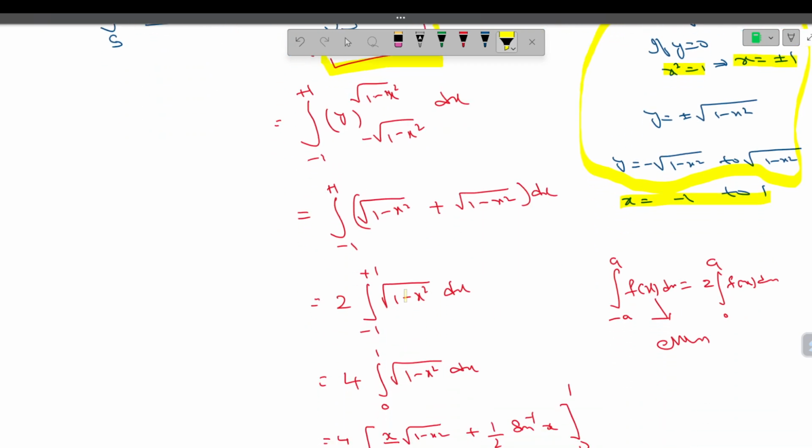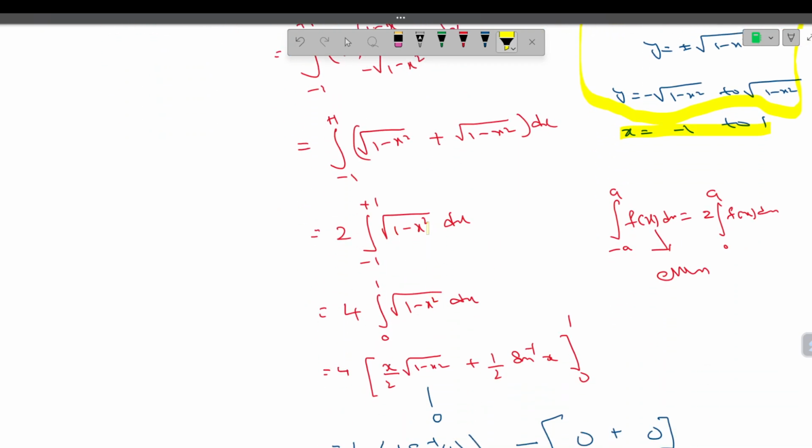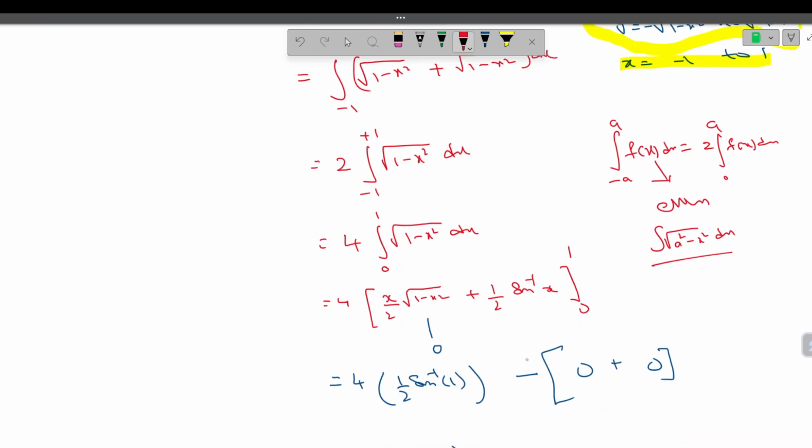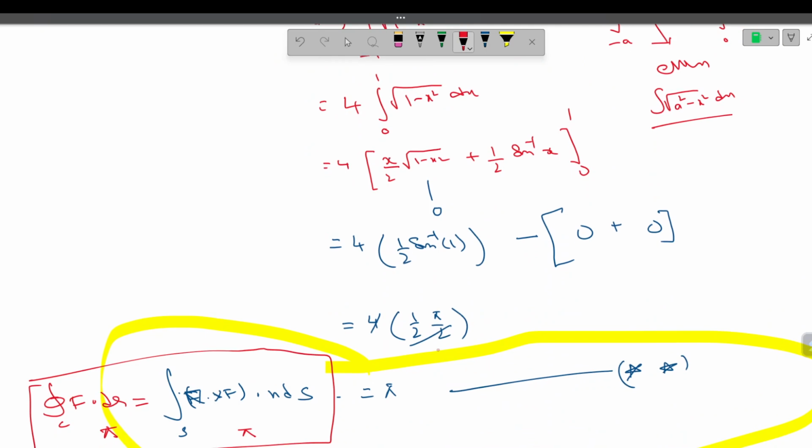This again is an a square minus x square form, which is an even function. If it is an odd function, the answer will be 0. But here it is an even function, so it becomes 2 times the integral from 0 to a of f of x dx. So already 2 is there, 4. Then again putting the formula, remember the a square minus x square formula. Putting this formula, substituting the values and simplifying, hence Stokes theorem is verified.